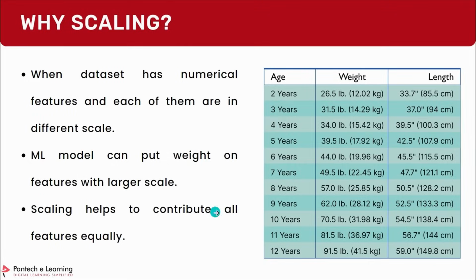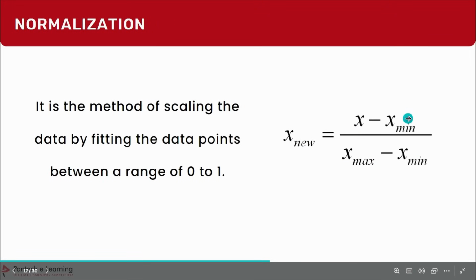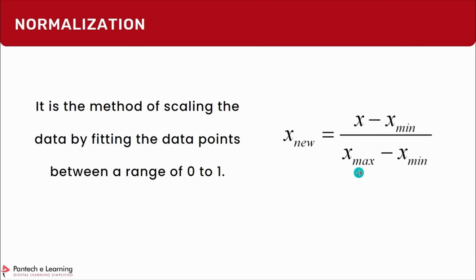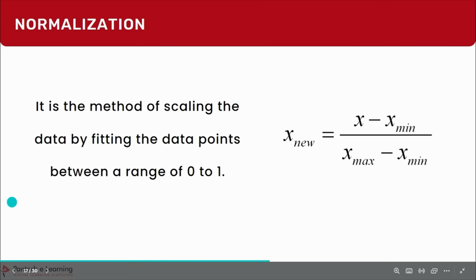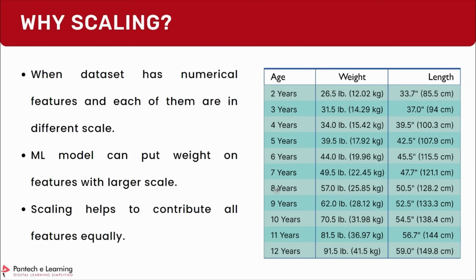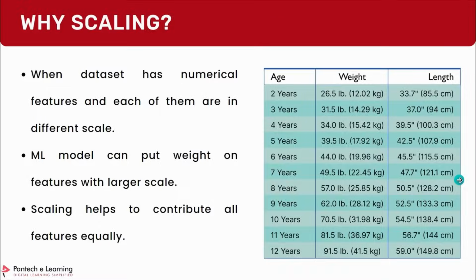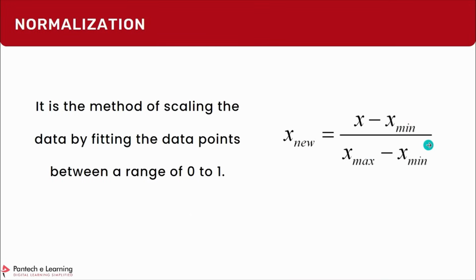Talking about the maximum value, 12 here, right? So 12 minus 2 will be 10. Below also it is 12 minus 2, which is going to be 10. So if you cancel out, your maximum value will be 1. So your maximum value is going to be 1 and the minimum value is going to be 0. So the rest of the values, if you calculate, will be between that range of 0 to 1, and that is what happens in normalization. You can convert the weight column and length column in the same way. That is what happens in normalization.